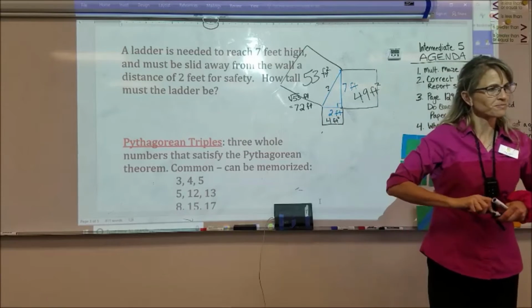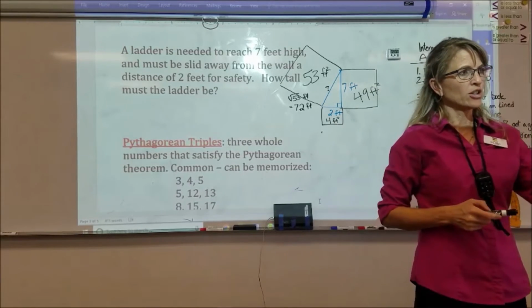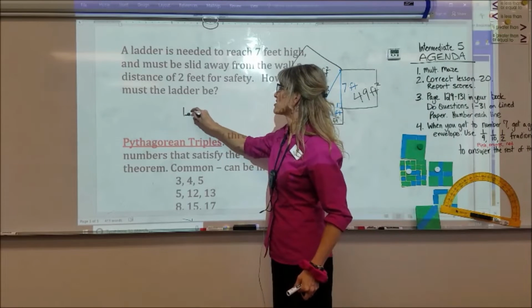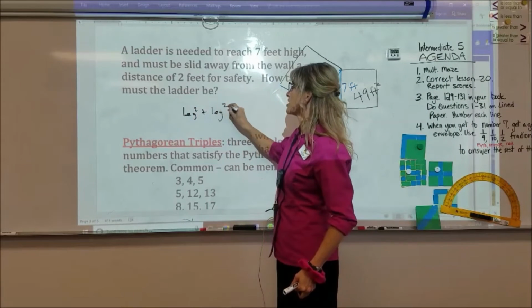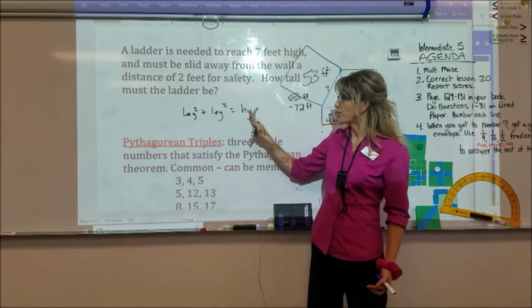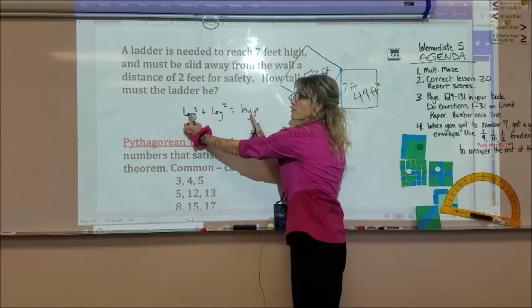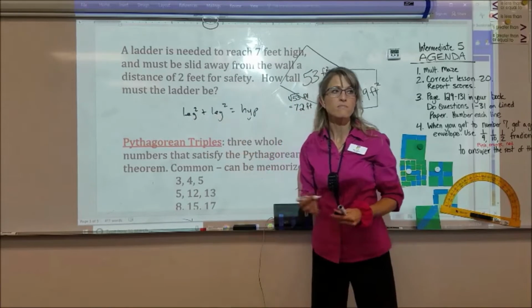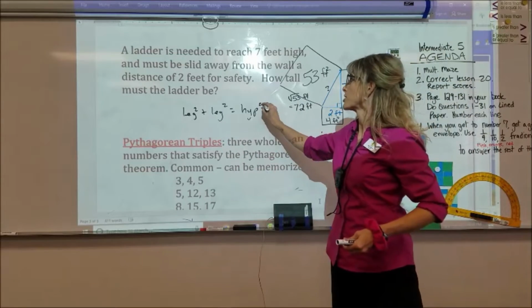Wow. Okay, Preston? How do you know when to add or subtract? That's a good question. Because the theorem says leg squared plus leg squared equals hypotenuse squared. So it depends on what you know. If you know this and you know this, you'll have to subtract. But if you know this and this, you add. Make sense? Okay. I forgot to put squared.